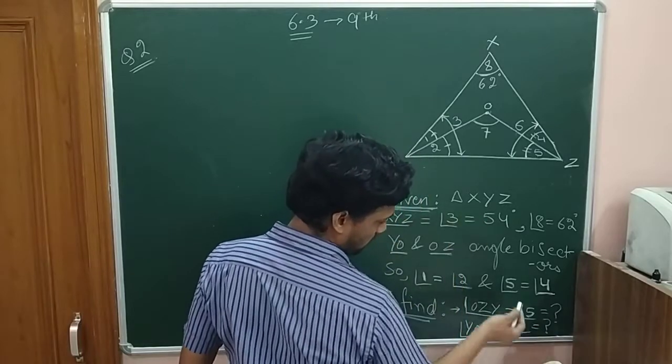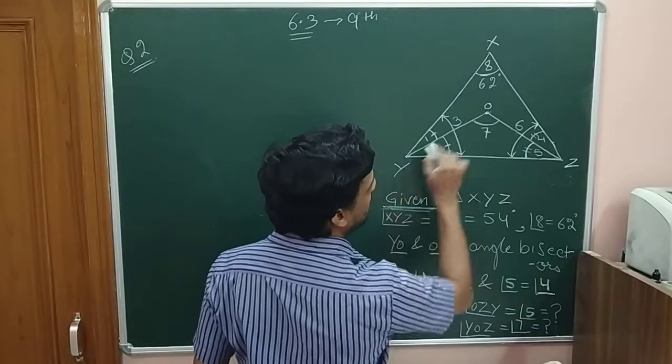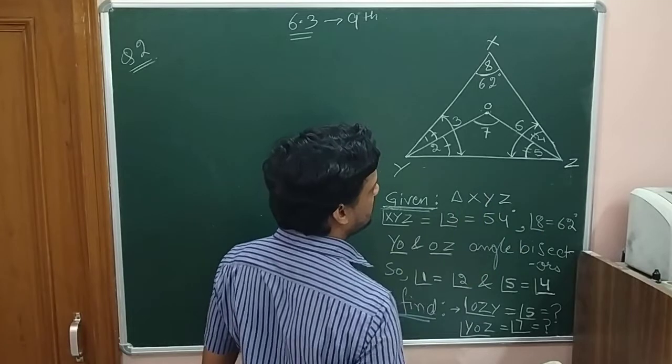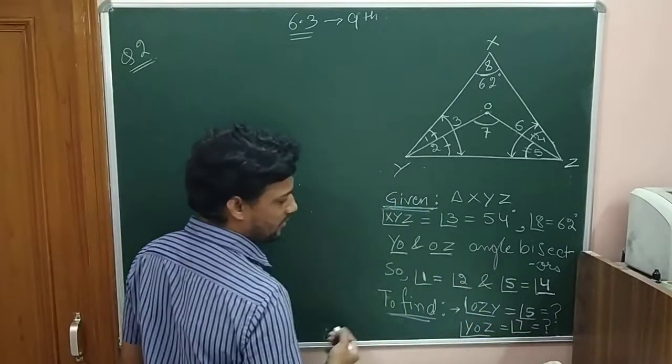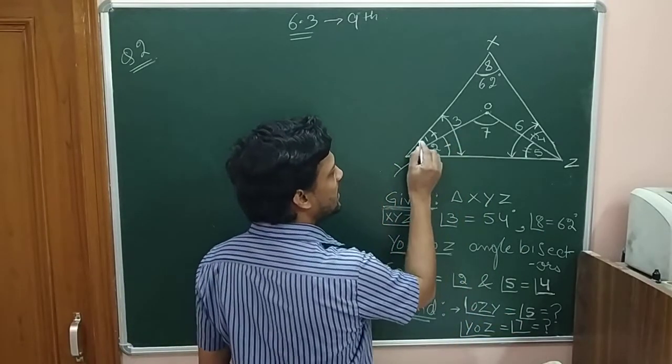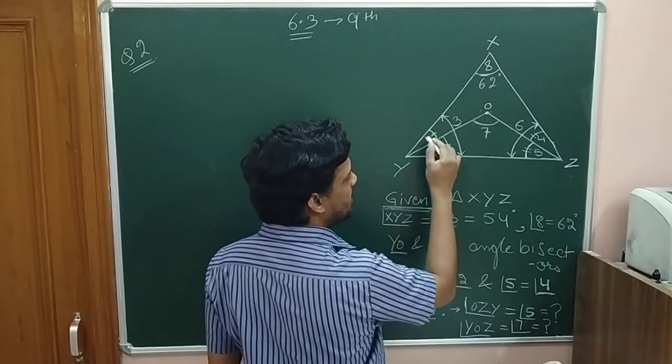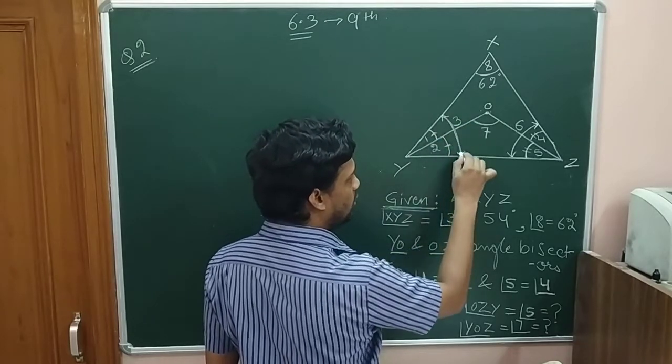And YOZ. YOZ means angle 7. Also you have to find angle 7. Now I have given the numberings here. That is angle 1, that is angle 2. By the combination of 1 and 2, this full angle is called angle 3.